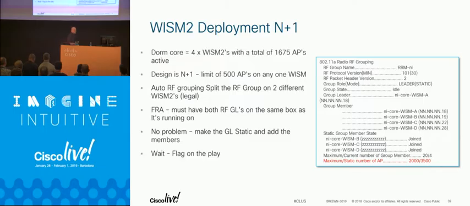This can still be a problem if you're grouping controllers together, because a couple of things happen here. It used to be no problem if an RF group split off. You probably wouldn't even be aware of it unless you went looking at it, right? That was the old days. These days, we've got 802.11k, we've got v. These things rely on neighbors.